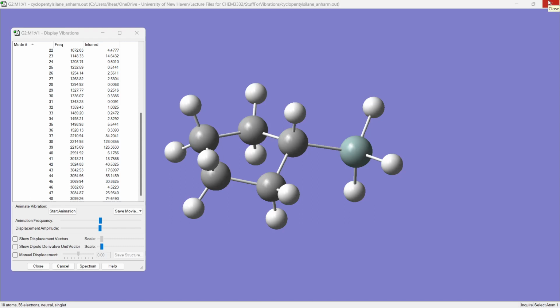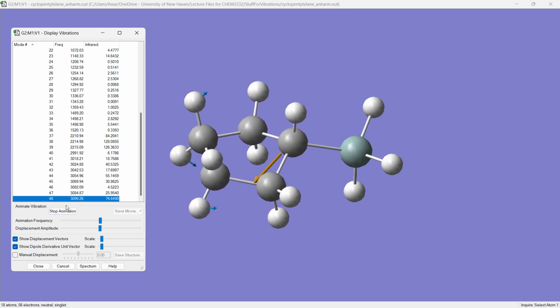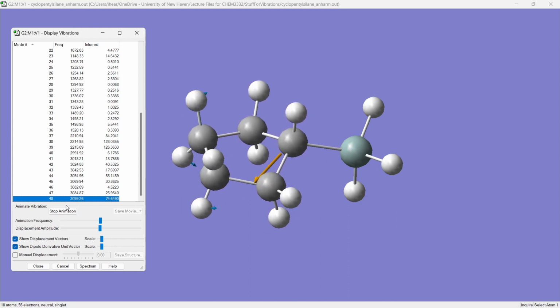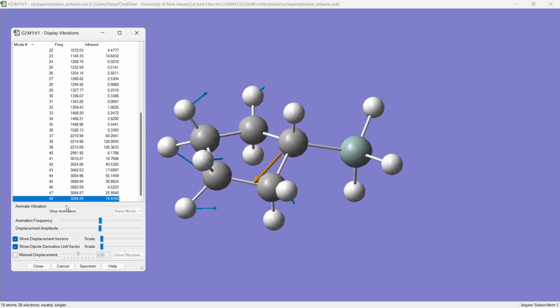All right, but the best part of this visualization is I can actually look at how the mode moves. It's going to animate. So let's look at that. Unfortunately, Gaussian sorts them by decreasing frequency, not increasing frequency. So nu 48 is the highest energy, not nu 1, which is really, really annoying, but unfortunately it's beyond my control. So let's look at what these animations look like. So here's the highest energy one. Right? You can see what's happening, right? These 3,000 wave number stretches, they're CH stretches, right? The CHs are moving. They're stretching symmetrically in this case.